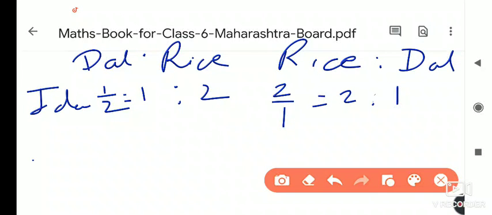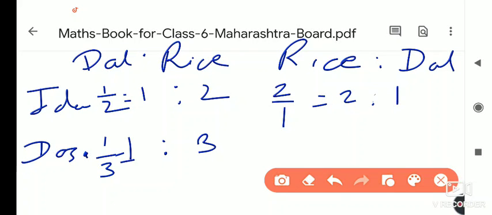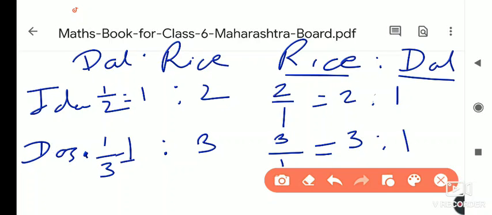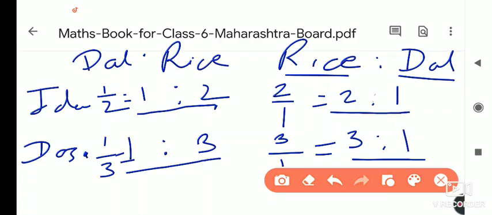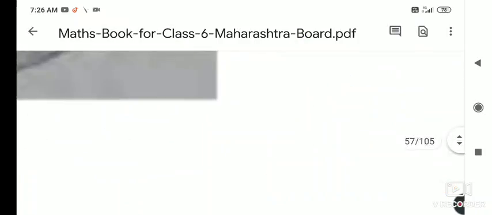And concerning the dosas, she is taking 1 cup of dal and 3 cups of rice. So here 1 upon 3 equals 1:3, and compared with rice is to dal, 3 upon 1 equals 3:1. In this way we have to write. And reading, did you understand how to read this? 1 is to 2, 2 is to 1, 1 is to 3, 3 is to 1. In this way you have to read these proportion numbers.